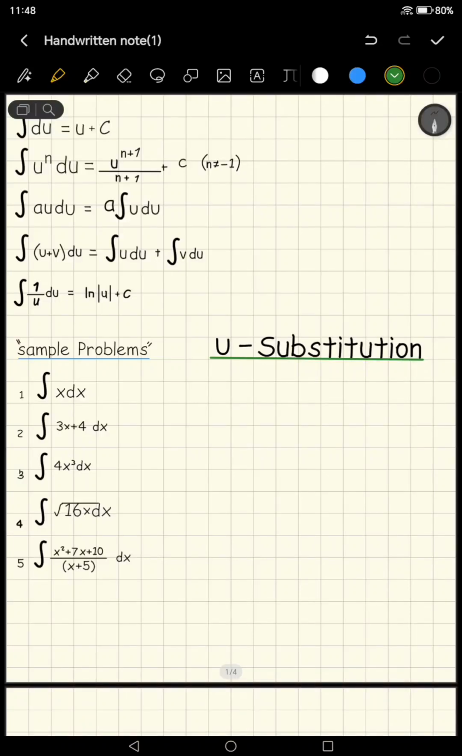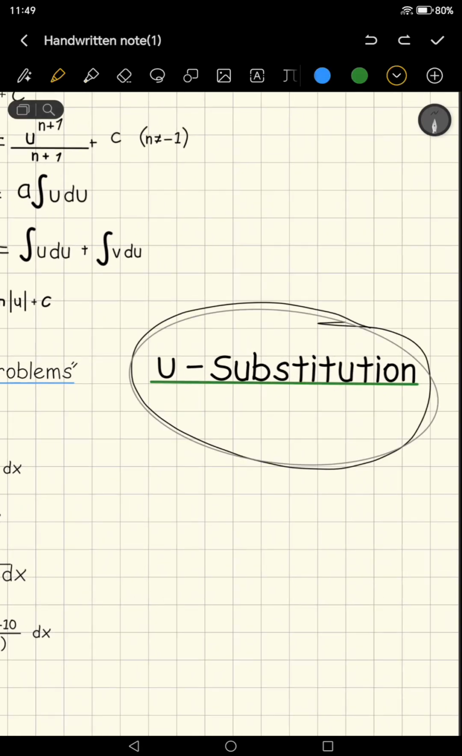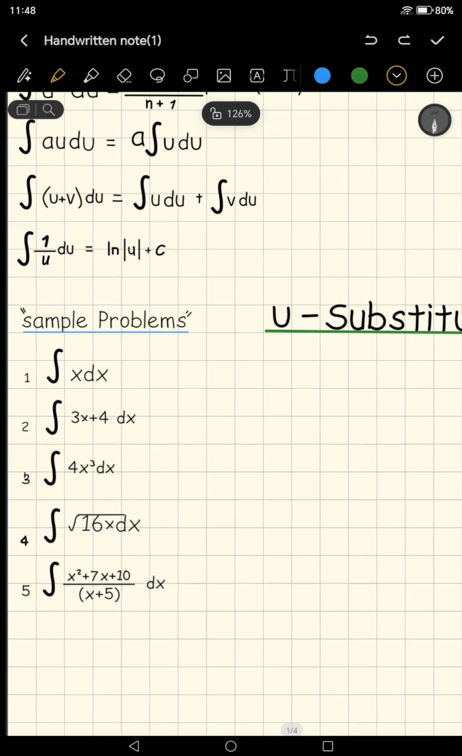So hello guys, today we are going to learn the 5 first and basic formulas of integral calculus. We are also going to learn how to use u substitution or u sub. So without further ado, let's begin. So we have 5 problems to be solved and madadali lang mga to.